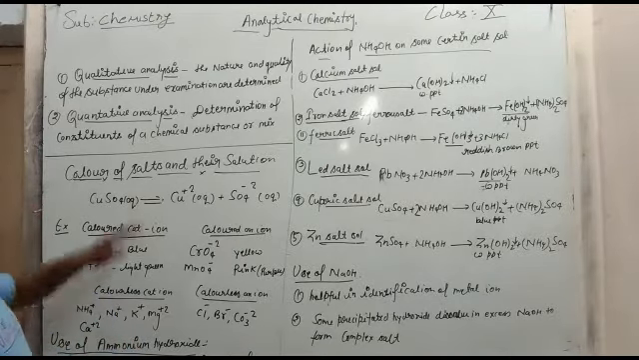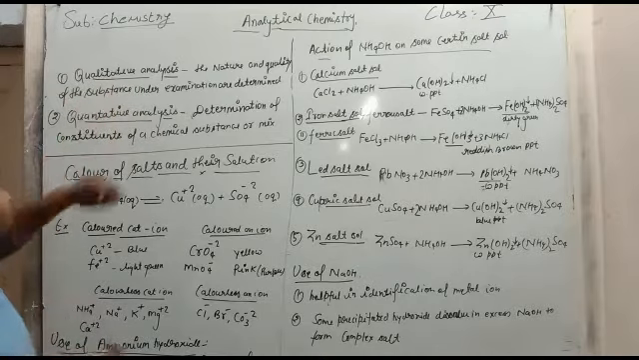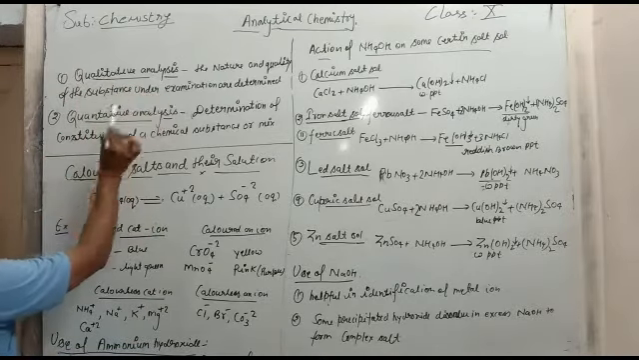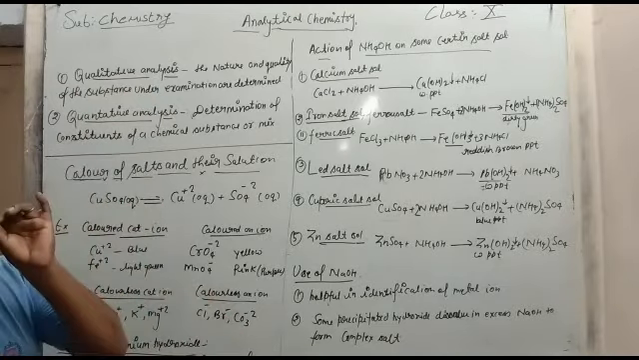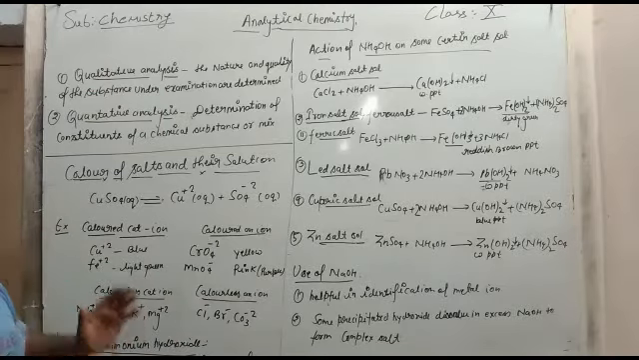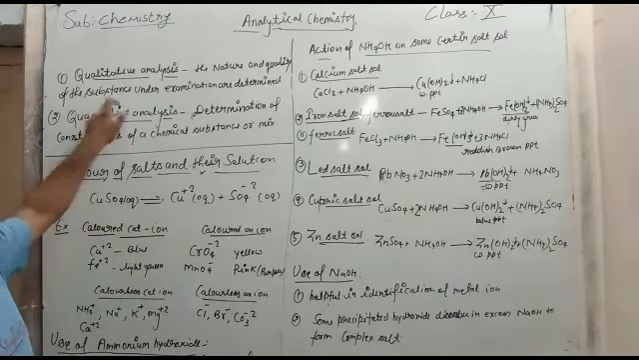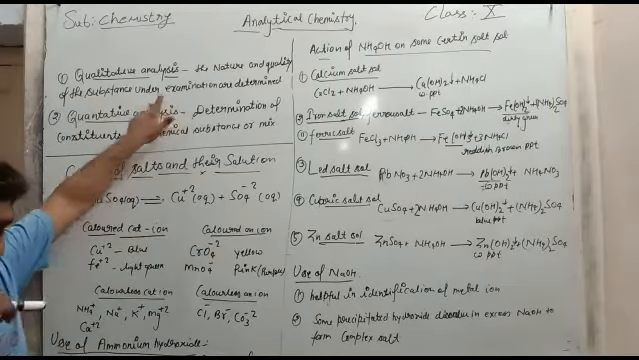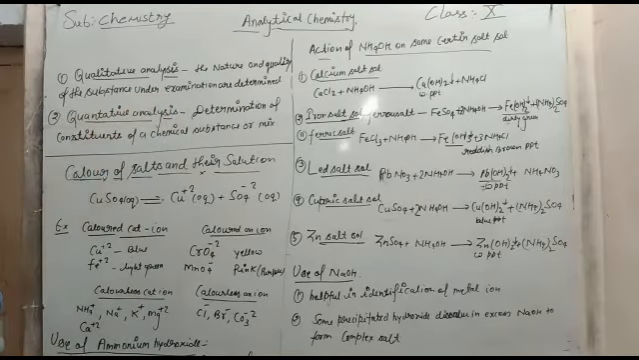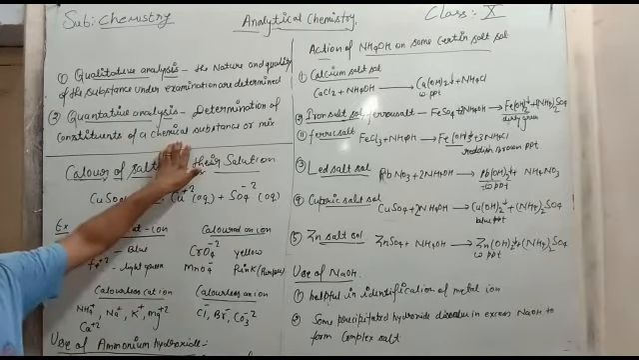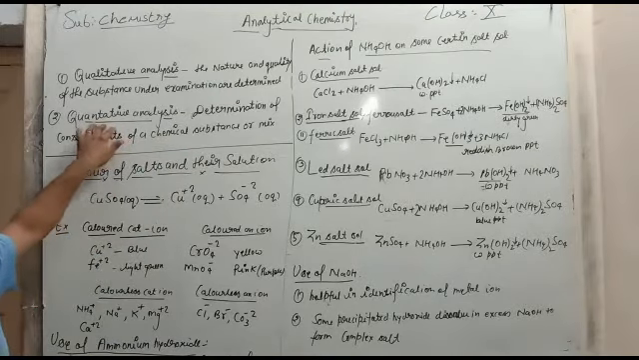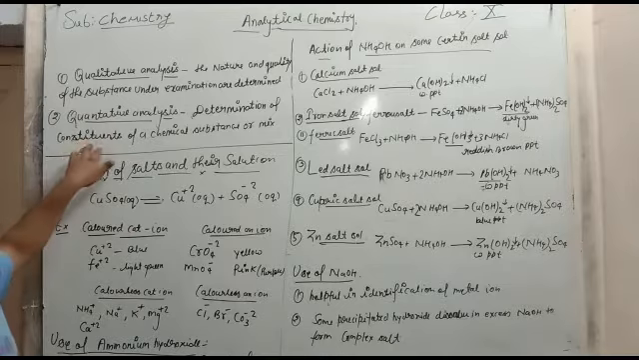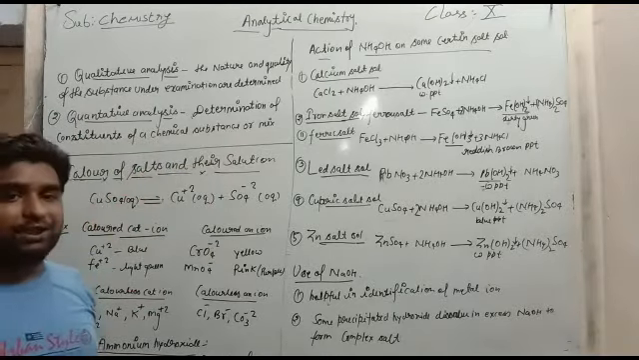So what is basically quantitative? There are two types of analysis: qualitative analysis and quantitative analysis. In qualitative analysis, we examine the nature and the quality of the substance. Next, in quantitative analysis, we determine the constituents of the chemical substance. Listen again. In quantitative analysis, we will study the constituents of the chemical substance or the mixture.